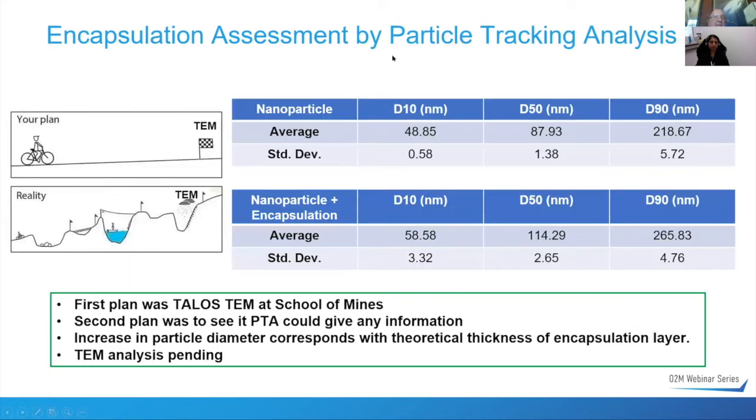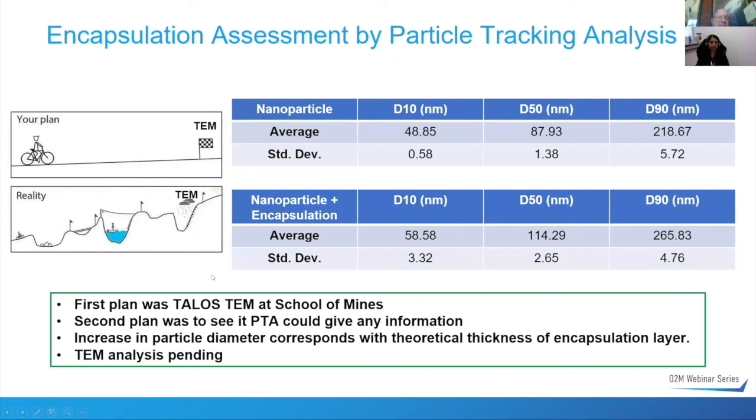So how did we assess that encapsulation went through? So here is, this is your plan, and this is reality down here on the bottom. The plan was to just do straight transmission electron microscopy. And the reality was we had COVID shutdowns, and then we had an electronic board fail on the Talos TEM at Mines, and then we had the software quit and erase the user database. We're on track now to get some TEM images.